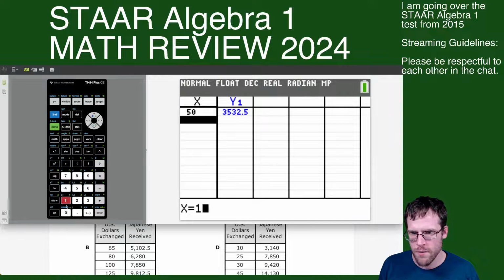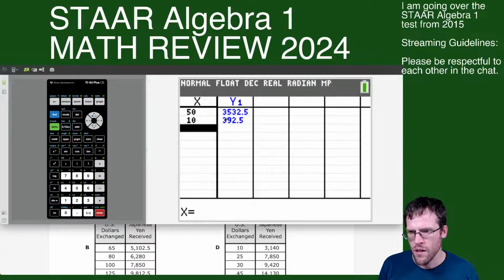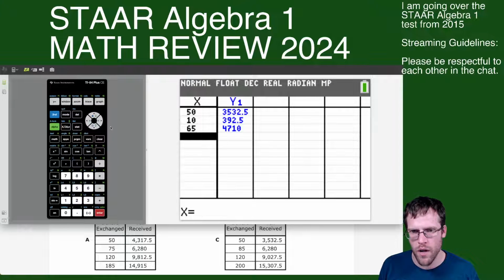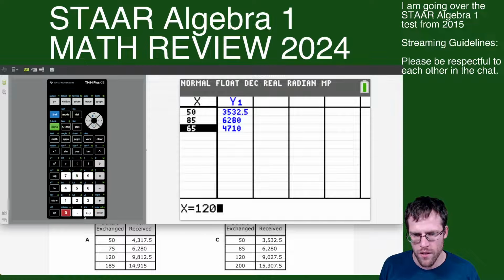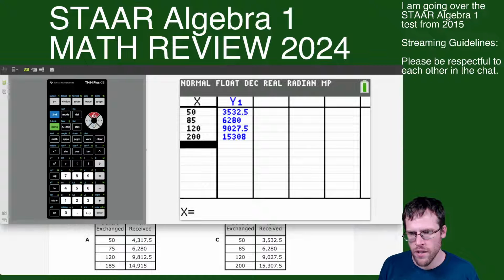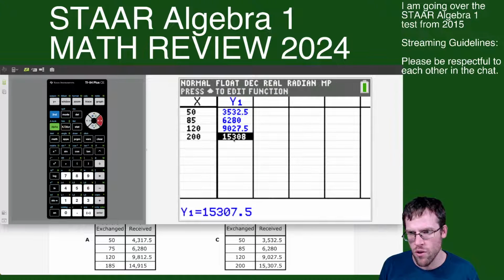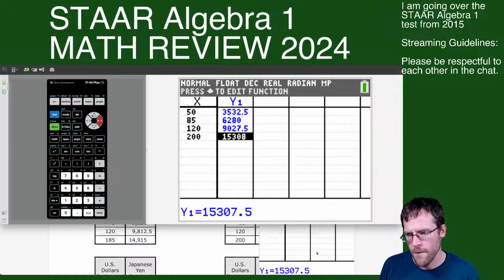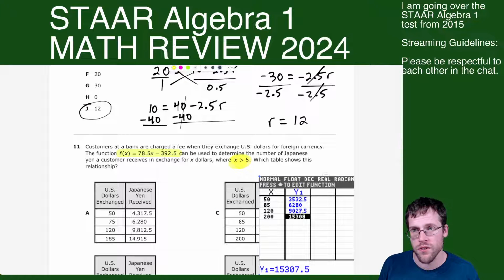What if I type in 10? This one's no good either, because 10 should give us 392.5, not 3140. And if I type in 65, is this one any good? It's no good. So choice C is already it. But watch what happens if I type in the remaining ones. I have 85, I have 120, I have 200, and it gives me everything. You might say, wait a minute, that one doesn't match, but if I scroll up to it, you see it does match. Okay, so this one here is good.